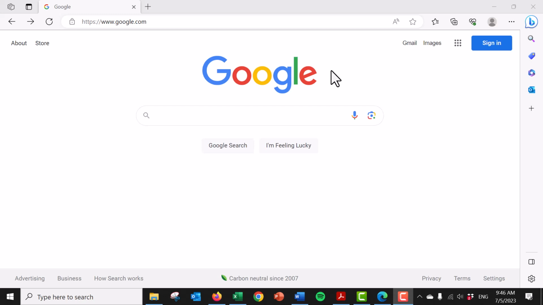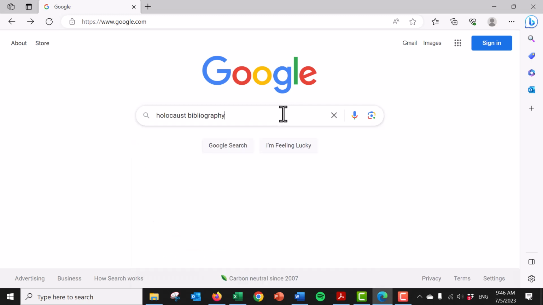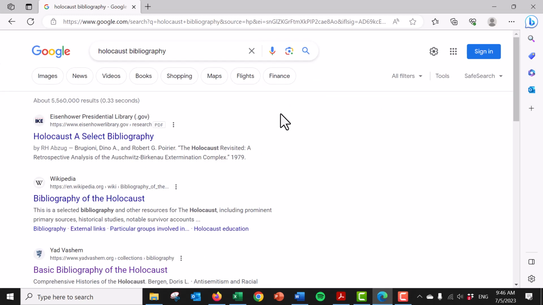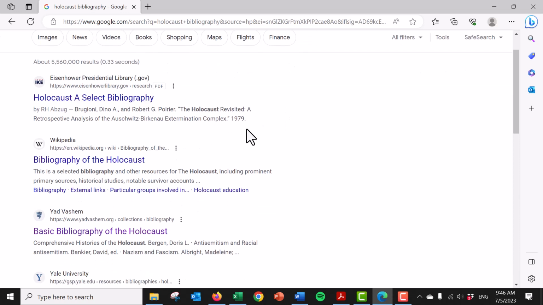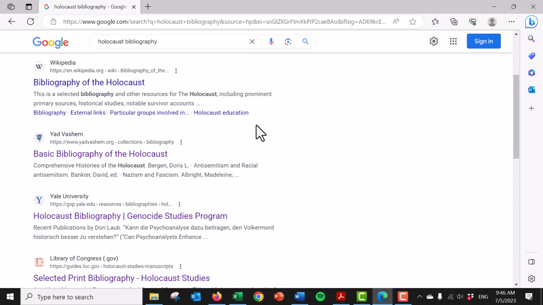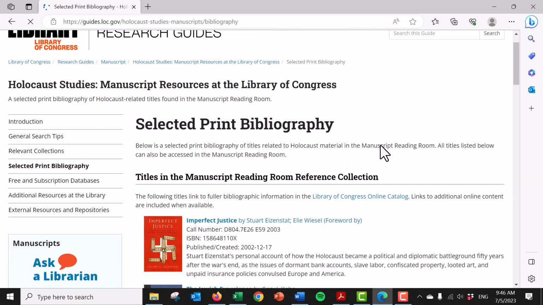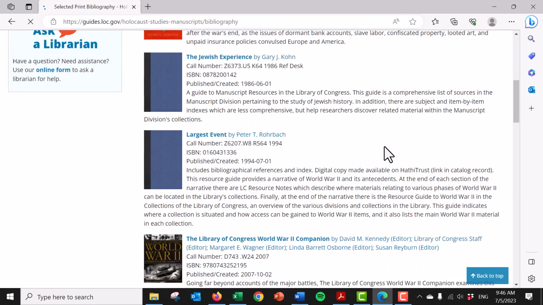Another trick is just to do a Google search for bibliographies related to the topic that you're researching. Let's say you had to write a paper about the Holocaust, but had no idea where to begin. Simply open up Google, type in Holocaust with the word bibliography, hit enter, and now we have a long list of reputable associations and institutions that will give you a sense of what are some of the major works on the Holocaust. For example, I run down here, I find Library of Congress, click on it, and now I have a list of major works that have been written.